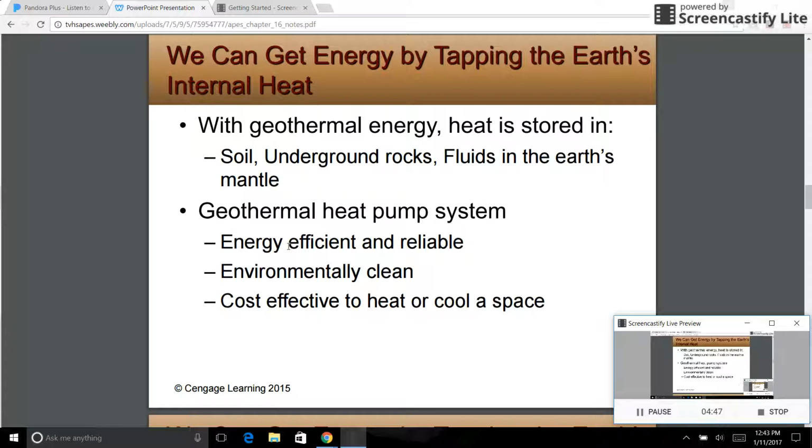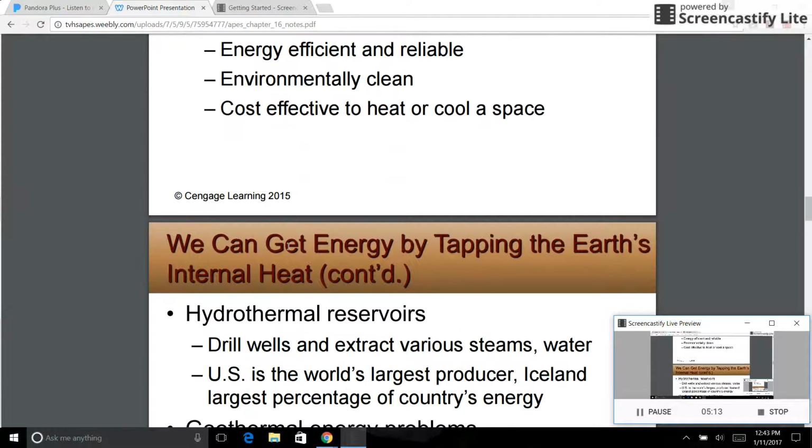So, geothermal heat pump system: energy efficient, reliable, super clean, and very cost effective, depending on obviously the size of the country and the capabilities of spreading this stuff around. But for somewhere like Iceland, it's easy. For the United States, it's a little bit trickier. We do produce quite a bit of geothermal energy. However, we also have a much higher energy demand than Iceland does.